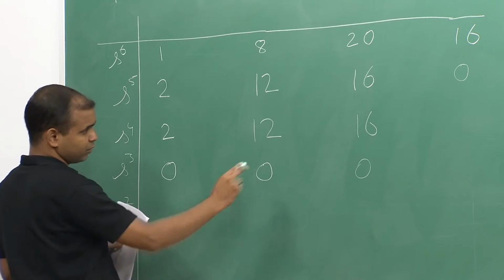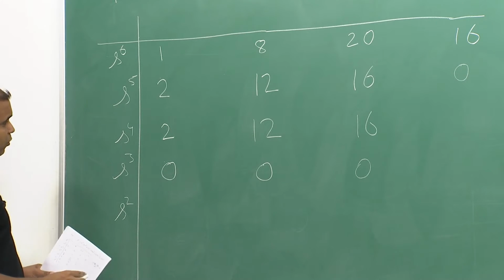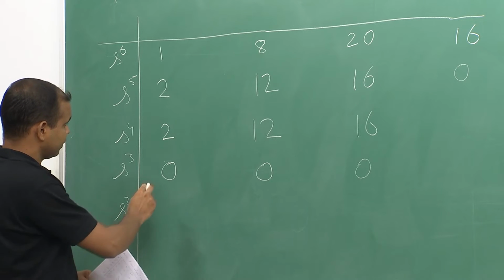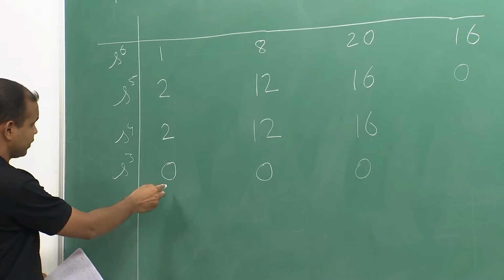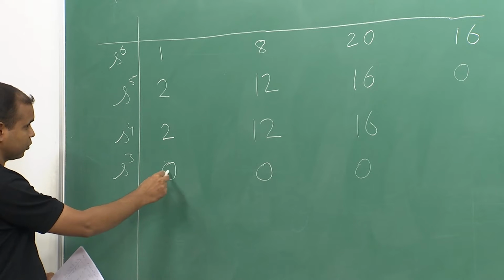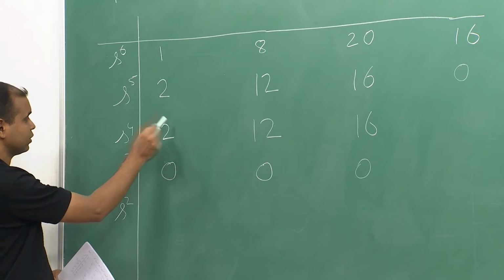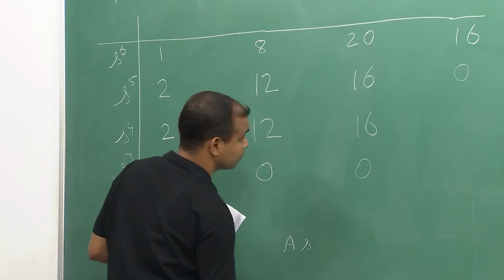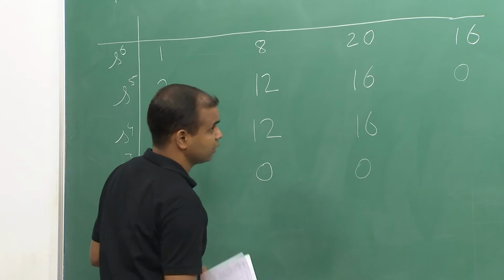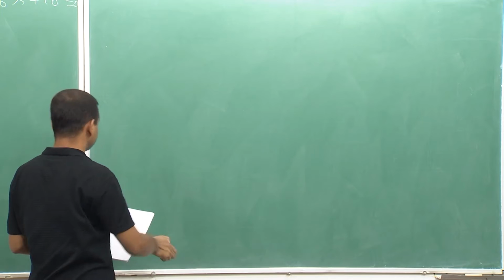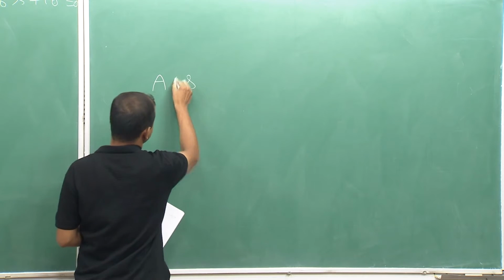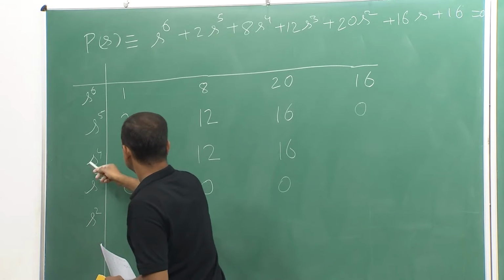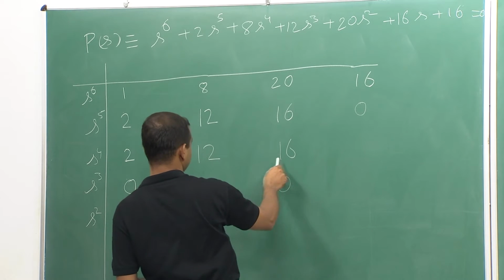Here all the terms are 0. In this case, we form an auxiliary equation, and the auxiliary equation will be the row just before the row in which we are getting all the coefficients 0. So, in this case our auxiliary equation will be A of s. Let me write it on another board. So, the auxiliary equation will be two s to the power 4 plus 12 s square plus 16.